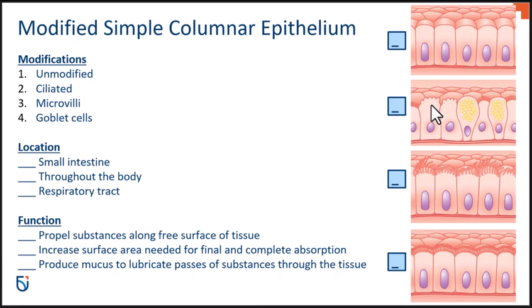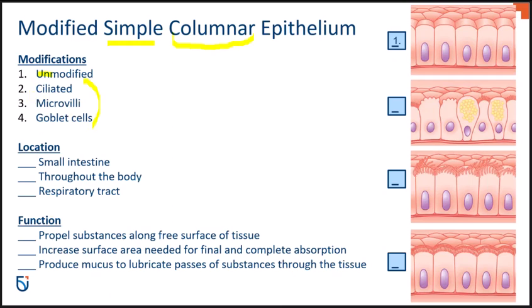I had mentioned to you earlier that epithelial tissue can be modified depending on what the purpose and location of that tissue is. If it's in its unmodified form, it would look just like what we've looked at in the past. Just a basic single layer of cells that in this case are columnar. So we're just focusing, in this case, on a single layer of columnar epithelial tissue. Here are some of the modifications that can exist.